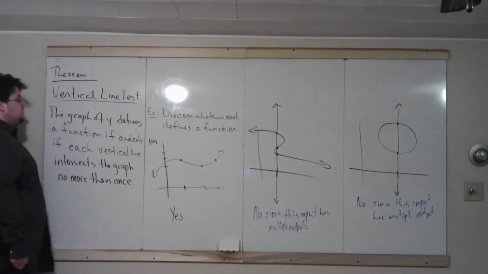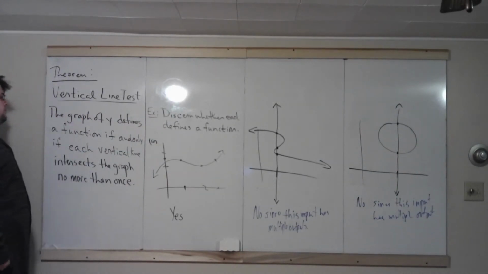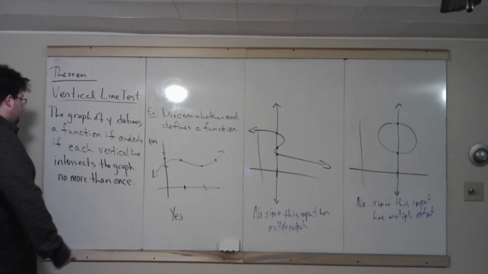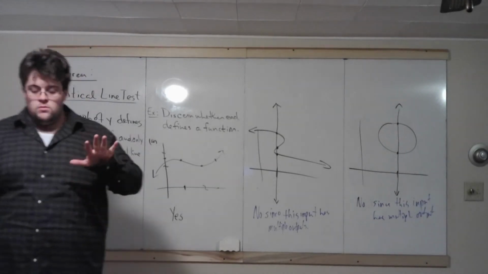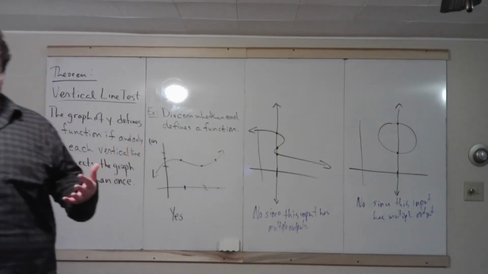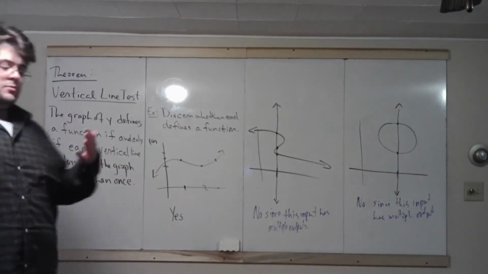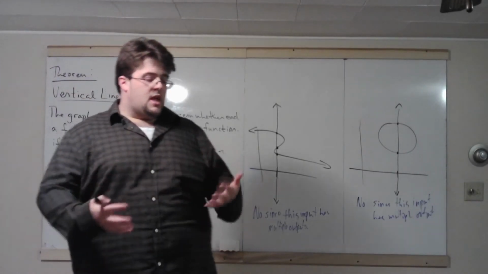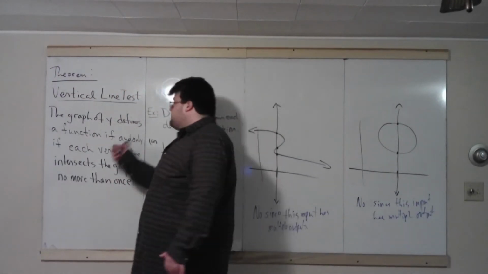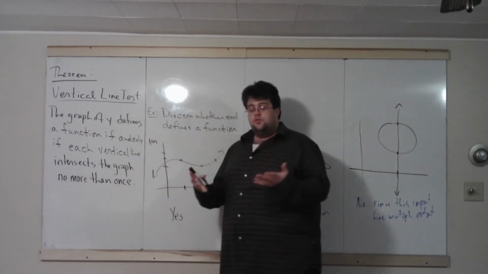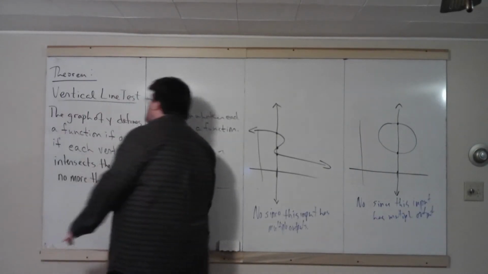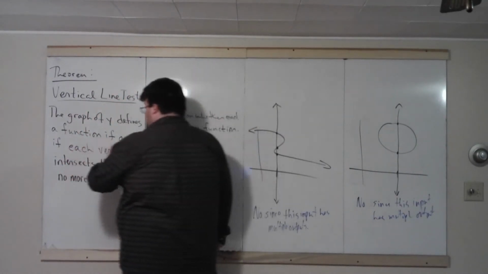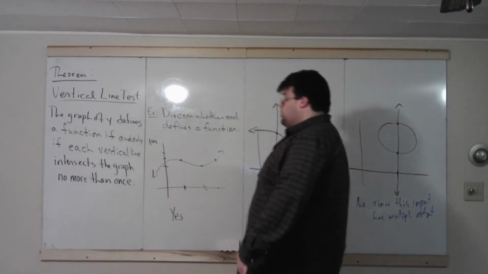Notice in this sentence, there's something before if and only if. The graph of y defines a function. Notice in this sentence, there's something after if and only if. Each vertical line intersects the graph no more than once. Those by themselves are 2 potentially separate concepts, describing 2 potentially different things. If and only if in math tells you those 2 things are logically equivalent. The graph of y defines a function is exactly the same as each vertical line intersects its graph no more than once.